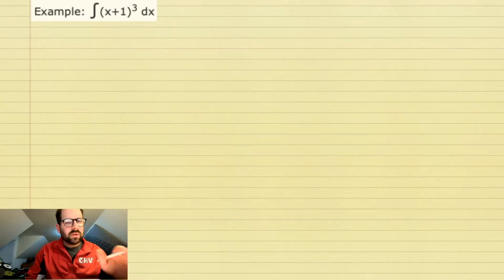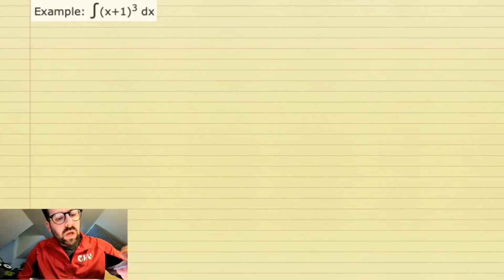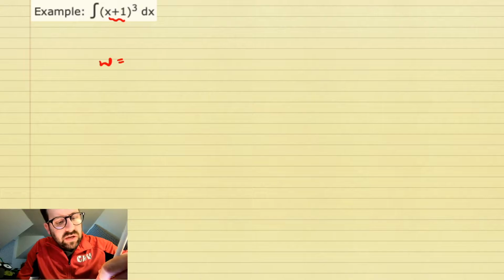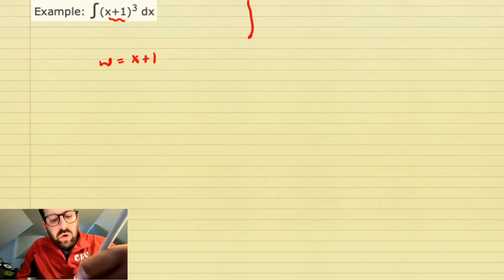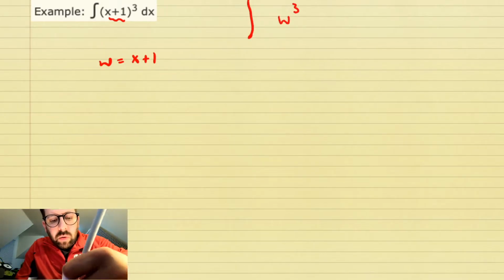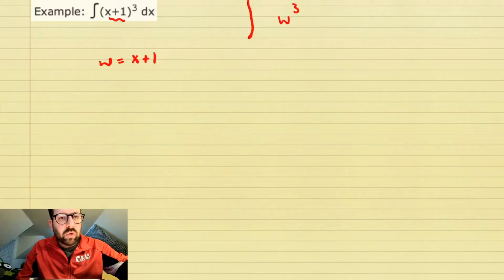So here's what you do. This is the shortcut. You take out the thing inside the parentheses. I'm going to take this item here and replace it with w. I'm going to say w is x plus 1. I know that seems weird. I'm going to replace that with w. So on the original problem, this is what we're looking at: w cubed. I've substituted it out.